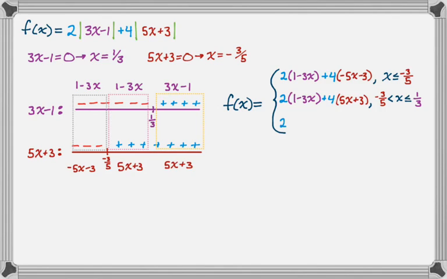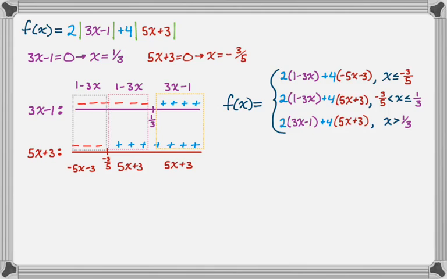And then on our third branch, there's still just a 2 hanging around. Then 3x minus 1, so it's shifted over from negative on the sign chart to positive on the sign chart. And we have a plus 4. And then we still have positives, so we still go with 5x plus 3. And this region is x is greater than 1/3.